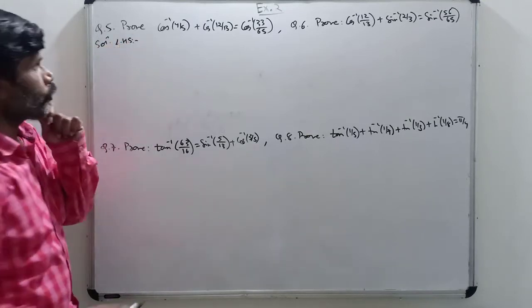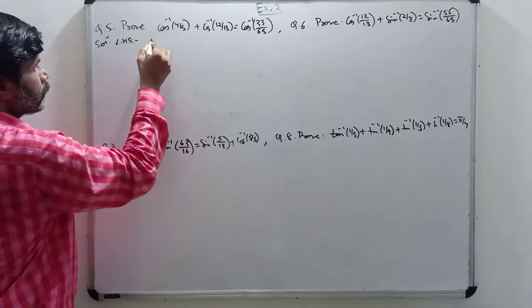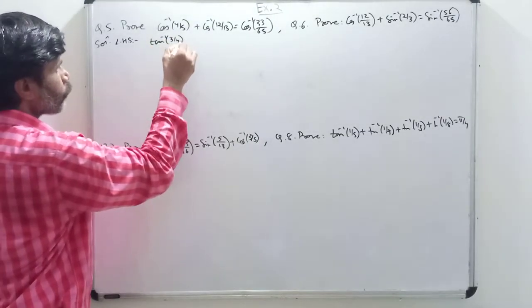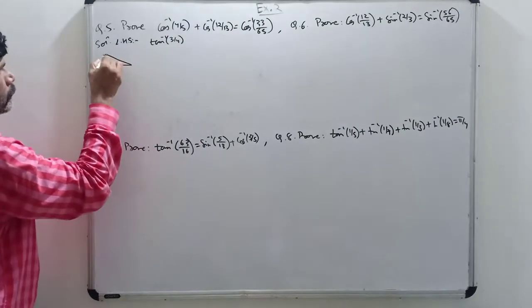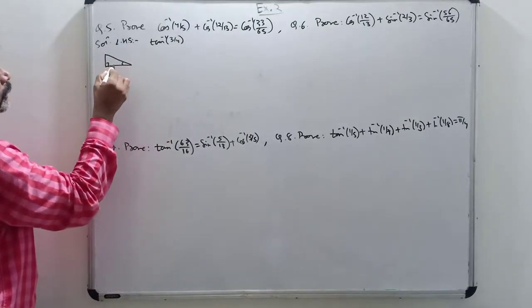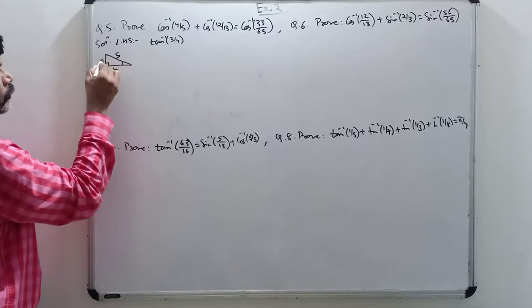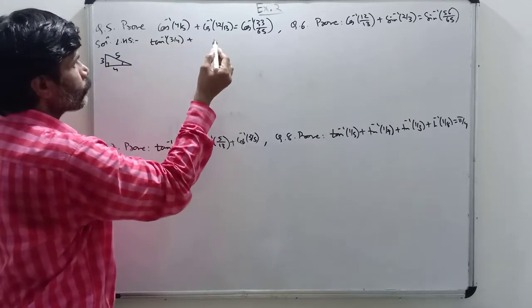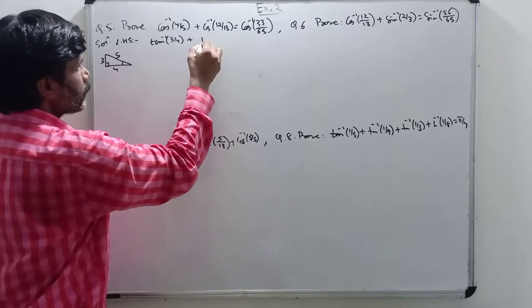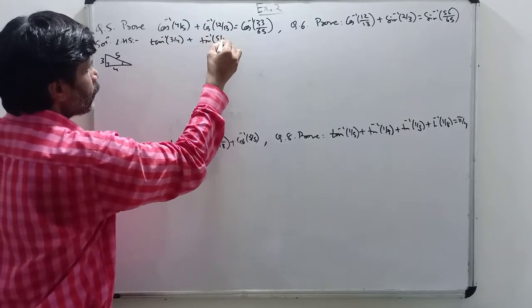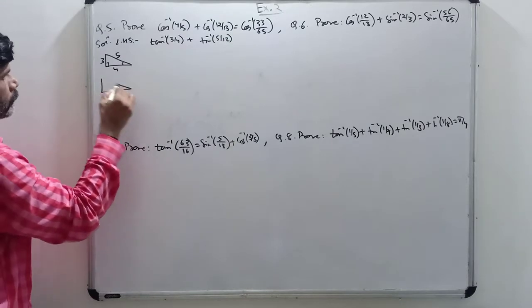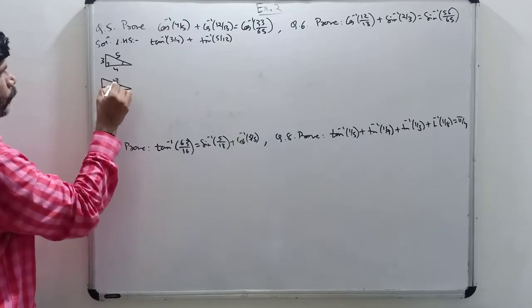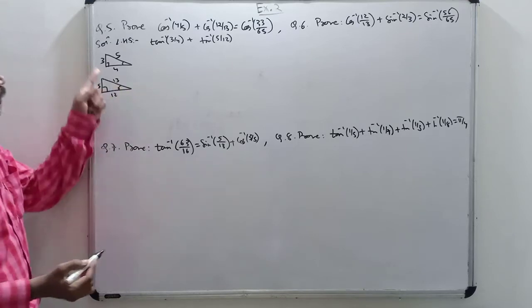Now cos inverse of 4 by 5, I can write tan inverse of 3 by 4. Why? You see, cos means adjacent upon hypotenuse, so this side will be 3. So tan inverse of 3 by 4 plus cos inverse of 12 by 13, I can write tan inverse of 5 by 12. Why? You see, cos definition means what? Adjacent upon hypotenuse. So this side will be how much? 5. 5, 12, 13. This is 3, 4, 5.